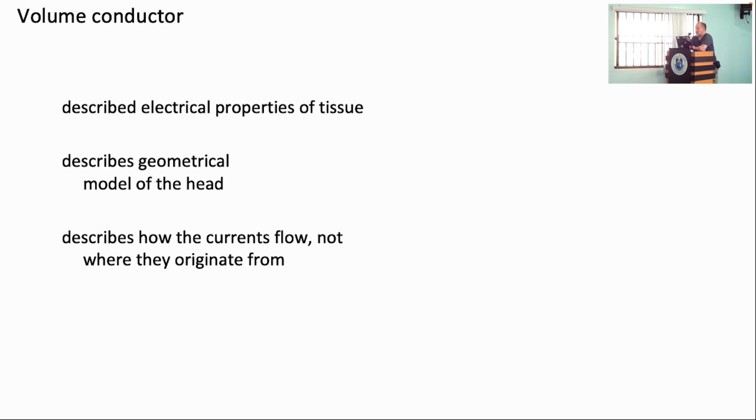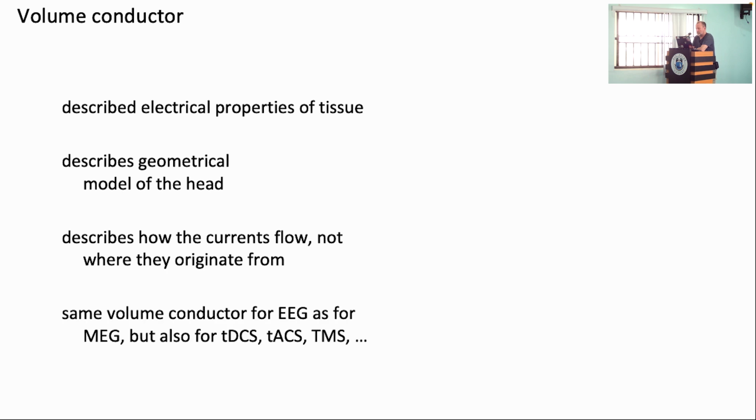It is important here that the volume conductor model doesn't specify where the currents are originating from. The source specifies where the currents are originating from. The volume conductor model is basically describing how the currents flow. And it also means that we're using exactly the same volume conduction model for EEG, where we know that the currents are generated in the brain, as for MEG, where we're also looking at the currents in the brain, but then through the magnetic fields. But we're also using the same volume conduction models for transcranial direct current stimulation or transcranial alternating current stimulation, or for transcranial magnetic stimulation. So this is really about the passive conduction of the currents through the tissue.